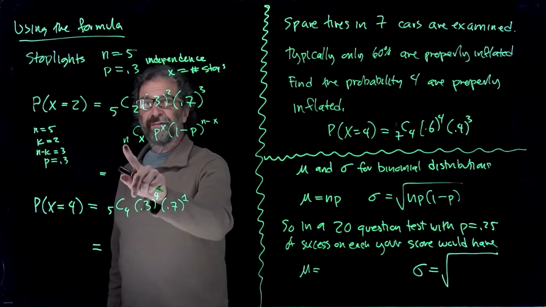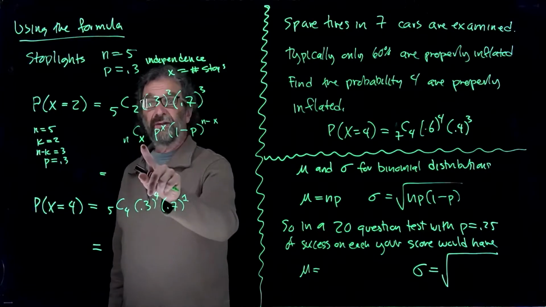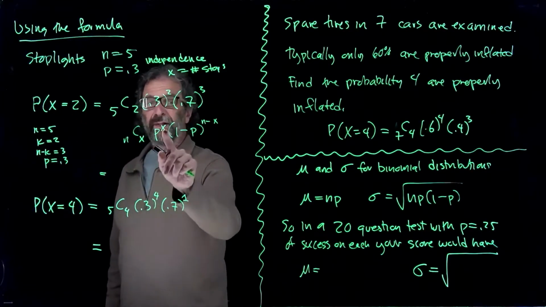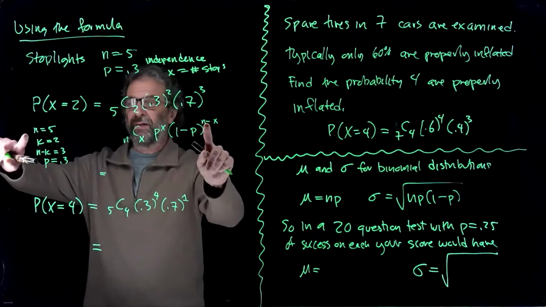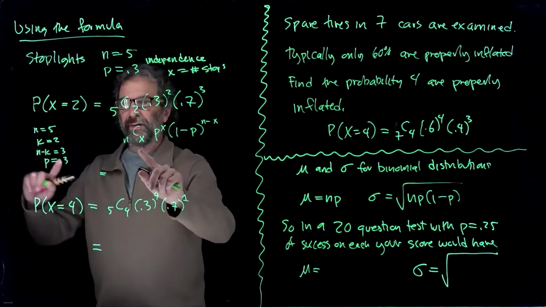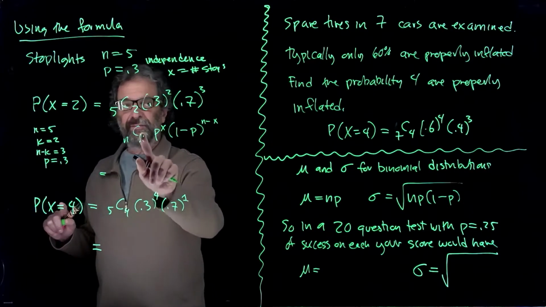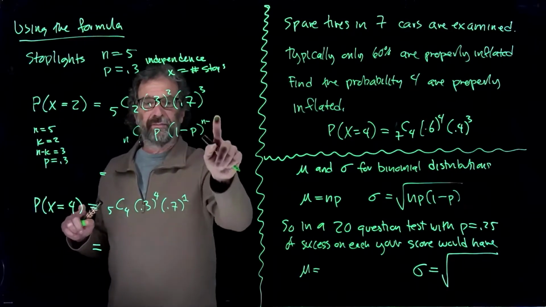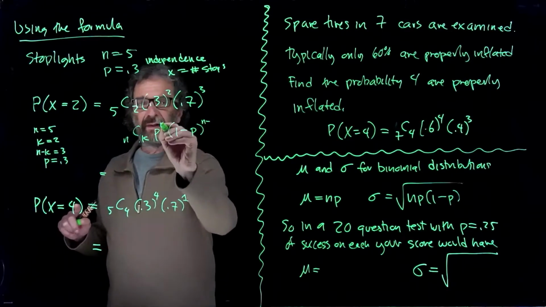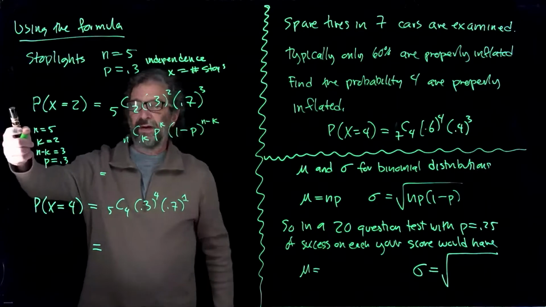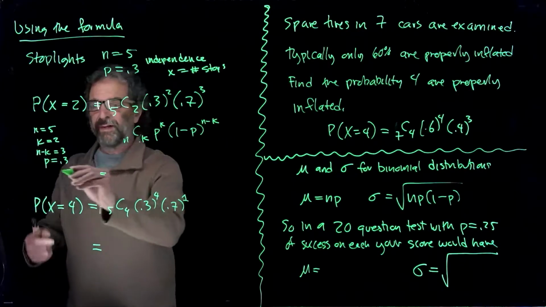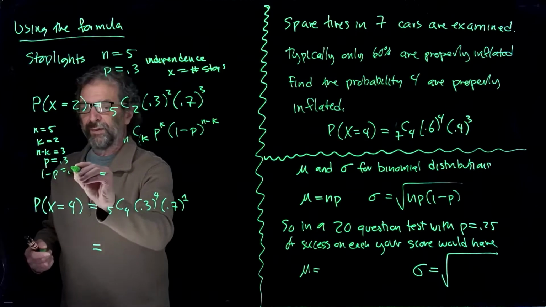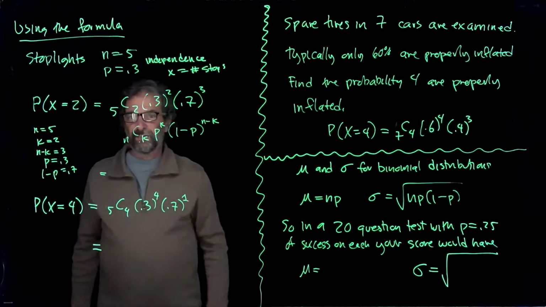It follows the pattern nCx, x is 2, p to the 2, 1 minus p to the n minus x. N is 5. K or x, I don't know what to call it. Maybe I should make it k now. I have to put it everywhere then. Let's try that. K, like that, okay. N is 5, k is 2, n minus k is 3. That's what goes up here. Oh, 1 minus p is 0.7. So we just drop all those things in.